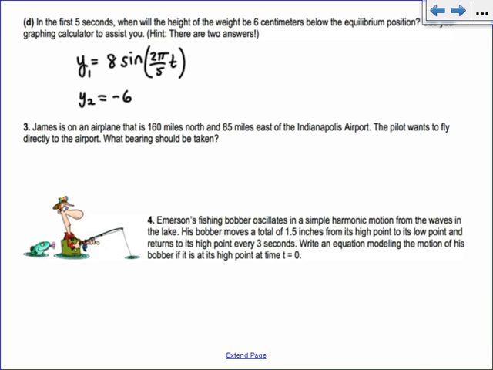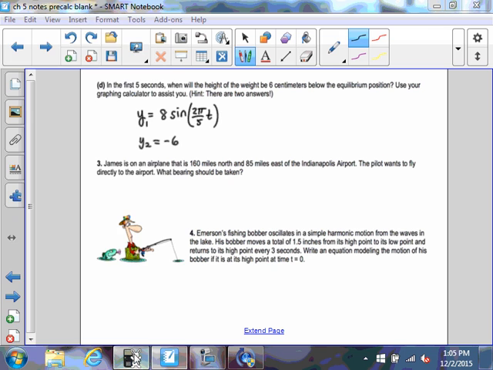So get out your calculator. Make sure you're in radian mode. Do it on camera.